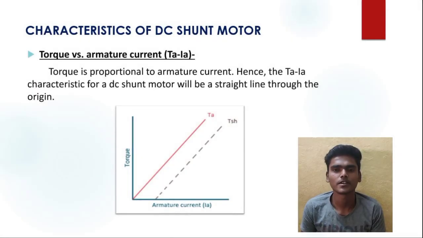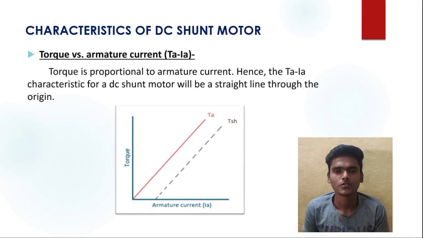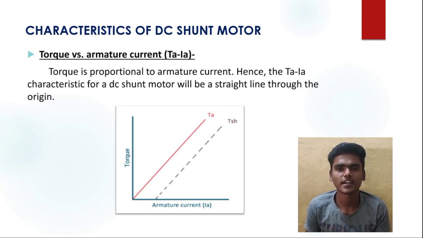The first characteristic I am going to explain is torque and armature current characteristics. Torque is proportional to the armature current, hence the torque and armature current characteristic is a straight line through the origin. Here we can see two straight lines, that is armature torque and shaft torque.